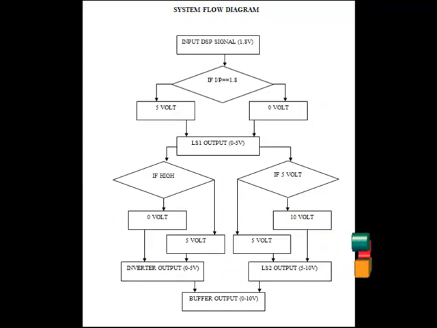In the first stage, the low voltage input is fed to the DSP signal processing. In this stage, it checks whether the input is low voltage, up to 1.8 volts. Then it is separated into 5 volts and 0 volts. Then these low and high voltages are fed to the LSI output.